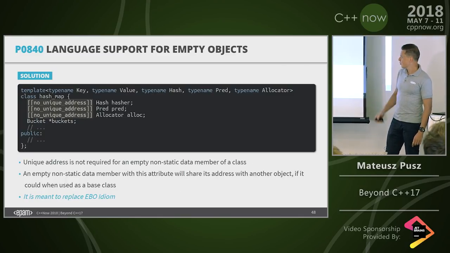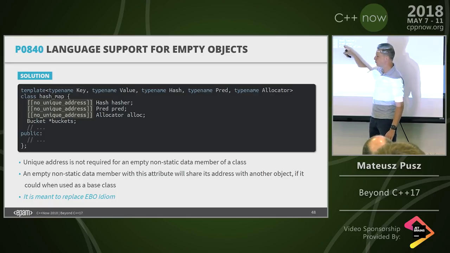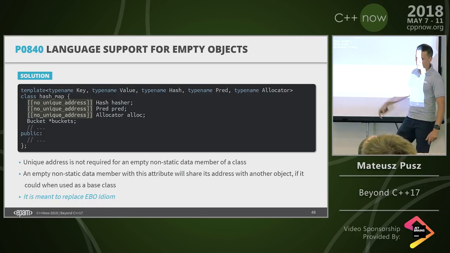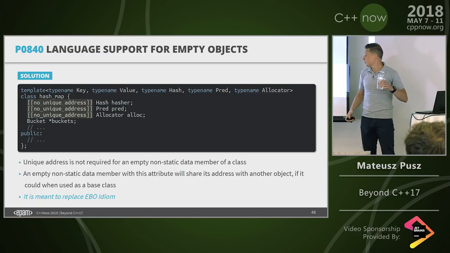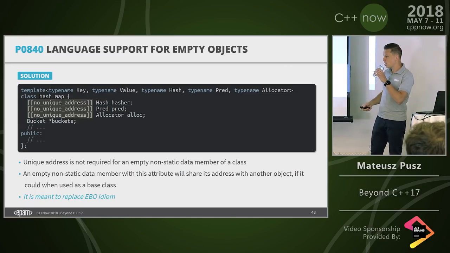So basically, what was added to the language is the attribute called no_unique_address that you'll be able to provide to your hasher, predicate, allocator, default deleter, or anything you will have there. And it will not increment the address in the structure for those, if they are, of course, empty.